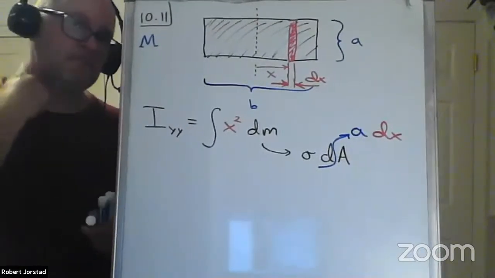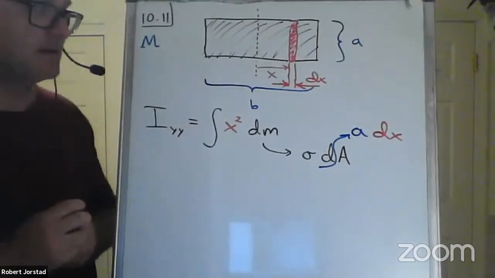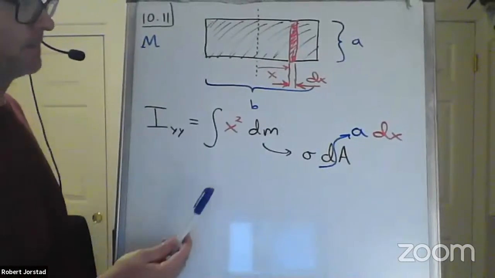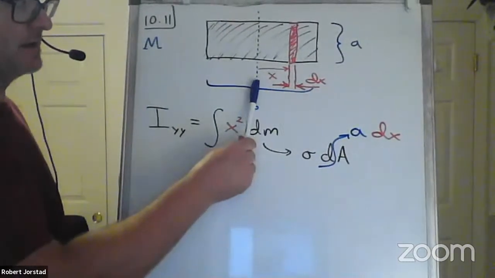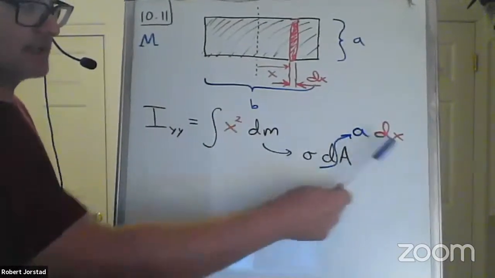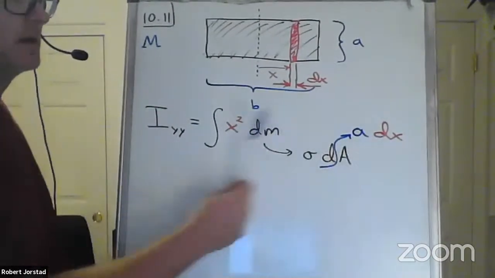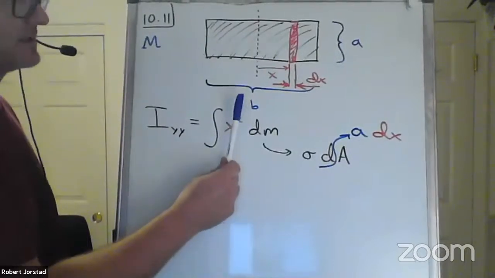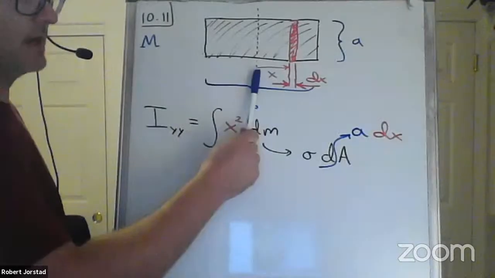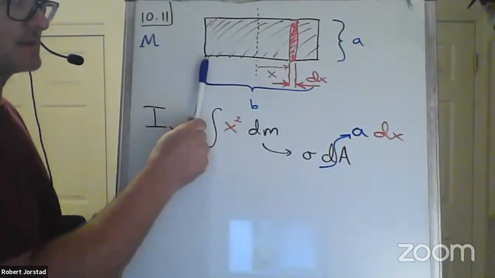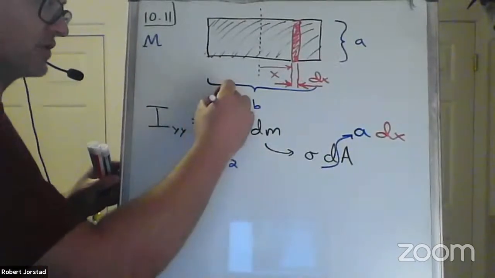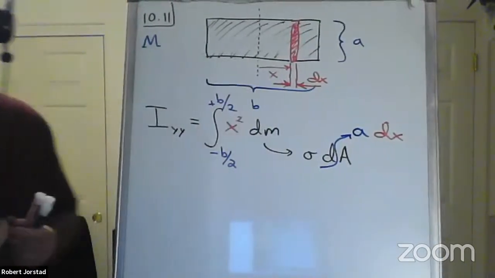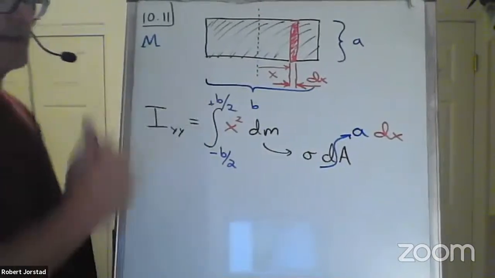So far, so good? What are the limits? Here's the origin. I'm doing an x integral. What is the left? It's not 0 to a. X goes left, right? So what is the leftmost value of x? Negative b over 2. Does that make sense? Yeah. That's tricky. All right. So we're going negative b over 2 to positive b over 2.